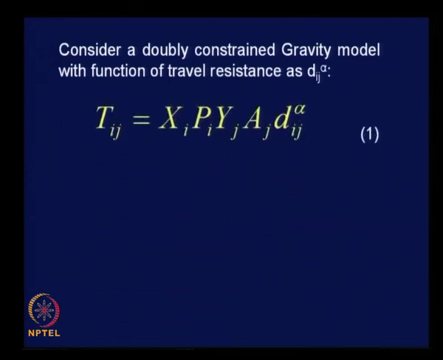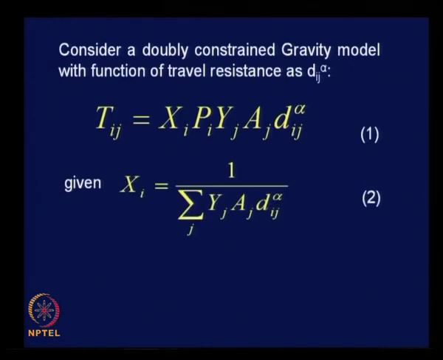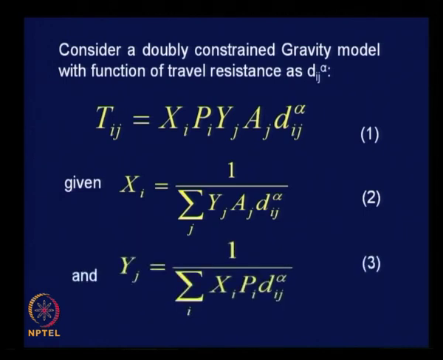Then we can write the doubly constrained gravity model as Tij equal to xi pi yj aj dij raised to power alpha, and we know xi is given, as we have seen earlier, to be equal to 1 by sigma j equal to 1 to n yj aj dij raised to power alpha, and yj is nothing but 1 by sigma over i xi pi dij raised to power alpha.